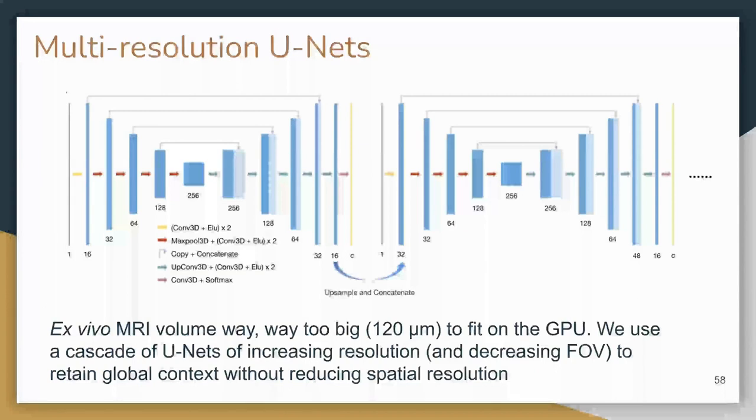So what Taylor did instead is he starts with a downsampled scan at a relatively small field of view. I think these are 128 cubed inputs to the UNet at whatever resolution that comes out to be, like 1 millimeter. He runs it through a UNet, and then he cascades it to a second UNet, which is upsampled by a factor of 2. And then he keeps this cascade going, so that the second to last layer of this UNet gets upsampled and concatenated to the second layer of the next UNet, and we get a sequence of UNets until we get to the intrinsic resolution of the data, 120 micron. So that solves one problem: we get global context from the earlier cascades, but we don't sacrifice resolution because we're applying it at the highest resolution.